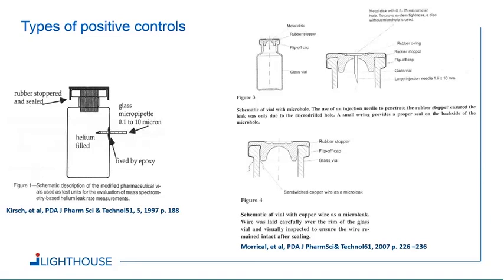On the bottom right there, you see a copper wire that was sandwiched between the vial neck and the rubber stopper. Again, that would be an example perhaps of a CCI defect, a realistic CCI defect due to a fiber or some product that gets between the rubber stopper and the vial neck.